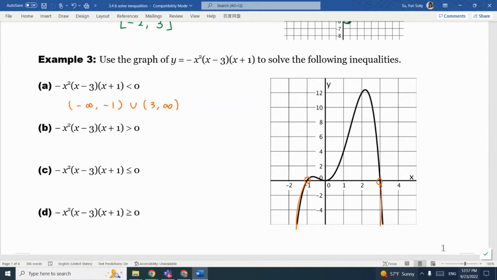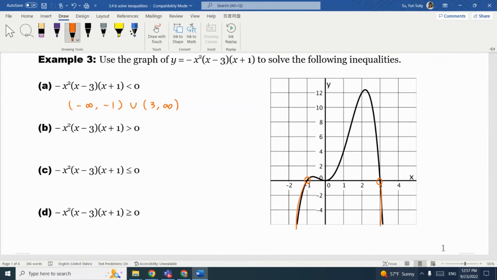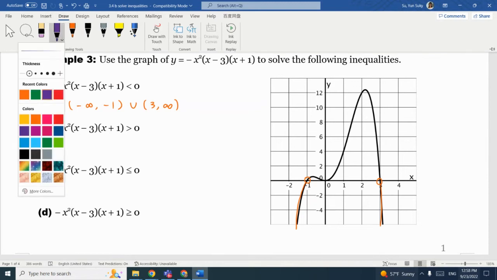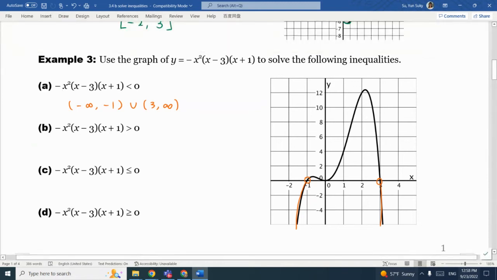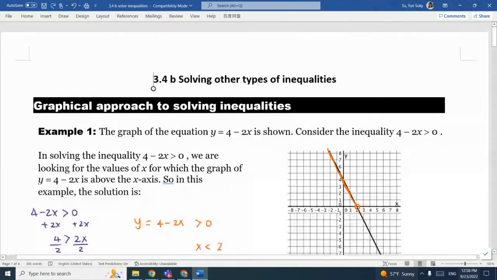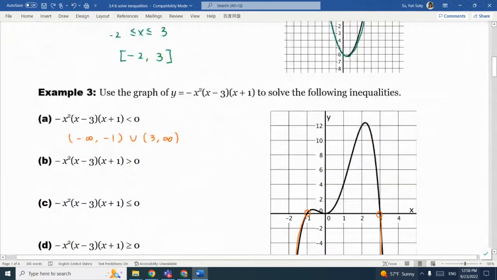Greater than 0. That is what? Above or below the x-axis? Above. Can it equal 0? Can we intersect the x-axis? No. So not include a 0. So which is this piece and this piece. Right? This piece and this piece.